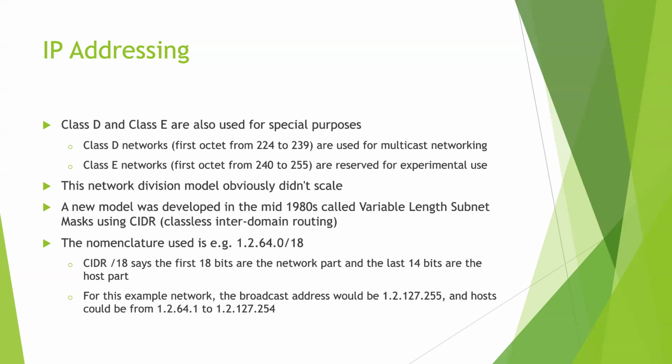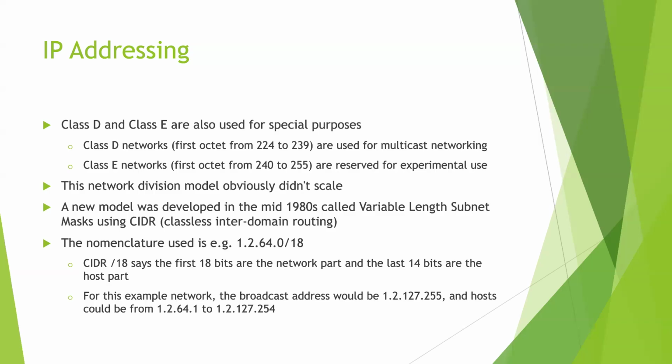Obviously, this network division model didn't scale, right? This worked great in the 70s and even the 80s. But as we started to get into the 90s, we started to realize that more and more people wanted to be on the internet, and this wasn't going to work. So a new model was developed in the mid 80s called variable length subnet masks. And they use a thing called CIDR, classless interdomain routing, to make this work.